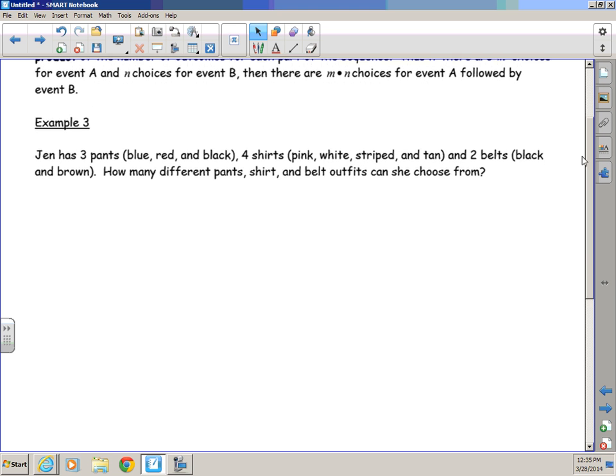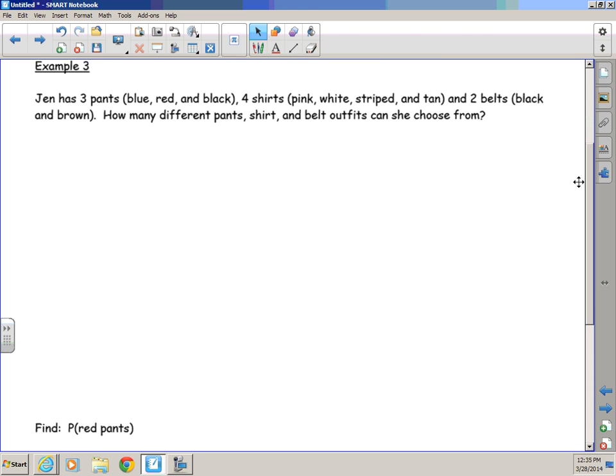Jen has 3 pants, 4 shirts, and 2 belts. All right, and she's going to choose one of each. Well, we can tell from the counting principle that there's 24 outcomes. All right, that's nice. That helps us. But if I want to figure out probability, sometimes it's a lot easier to do the tree diagram.